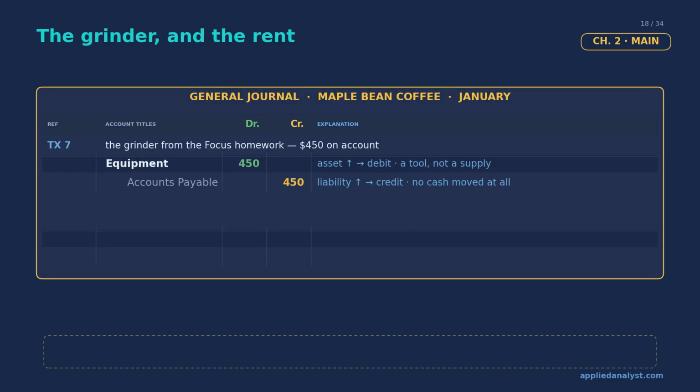Transaction 7, the grinder from the focus homework, $450 on account. Equipment up, debit. A promise is born, credit accounts payable, and no cash was touched at all.